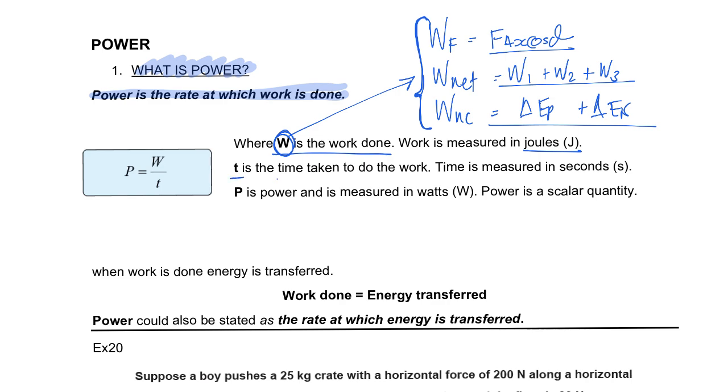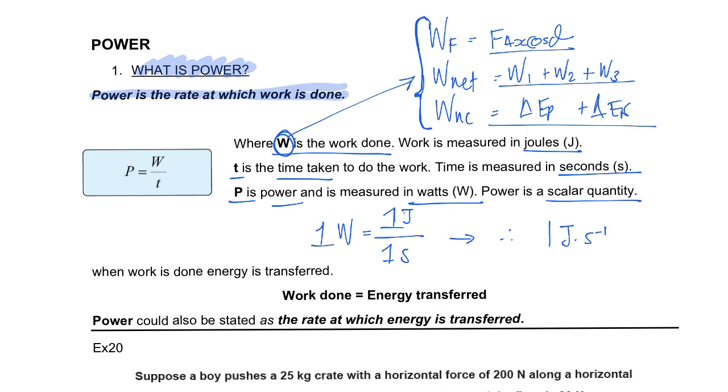T here is the time taken, and that's measured in seconds, and P is power measured in watts, and it's a scalar quantity, so we don't need any SI units. You also need to understand that 1 watt is equal to 1 joule divided by 1 second, and therefore 1 joule per second is equal to 1 watt. So it's up to you which SI unit you want to use.